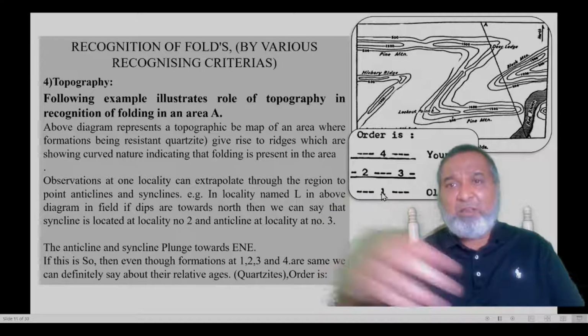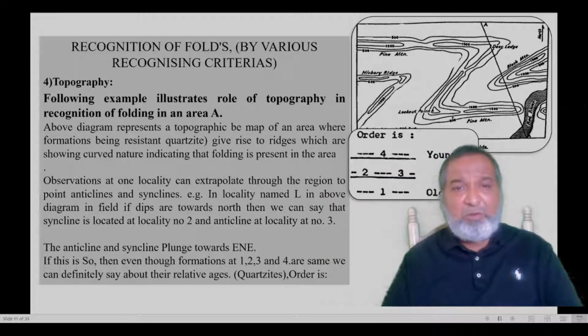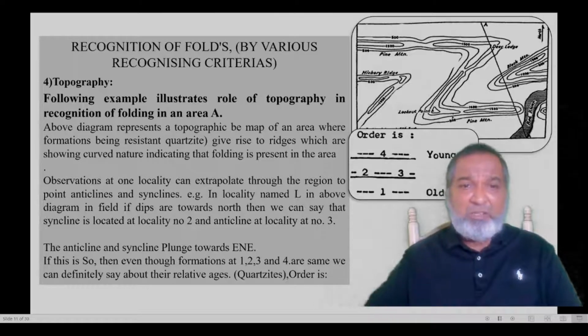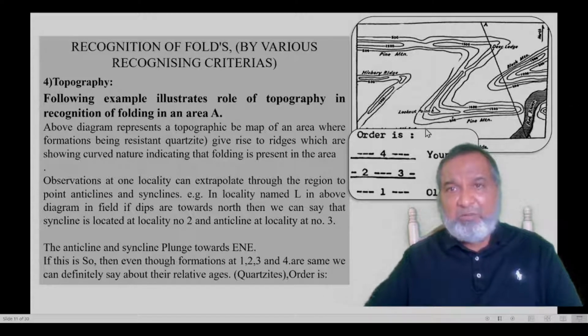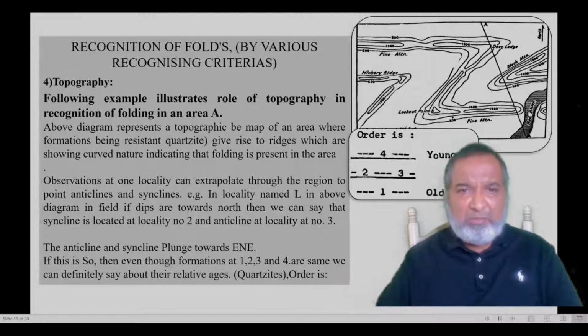So this is the order of superposition which has been done, and this is what type of fold is there. We are going to recognize that. This is the anticline towards east-northeast. If so, then even the formations 1, 2, 3, which we have located at this particular point, and 4, we can define relatively the chords. So that will be the observation which has been made in that particular map.